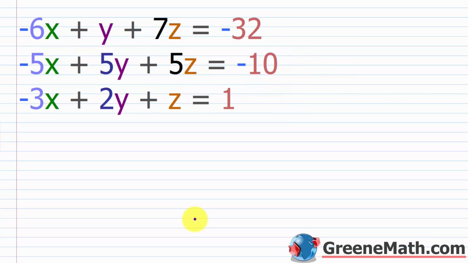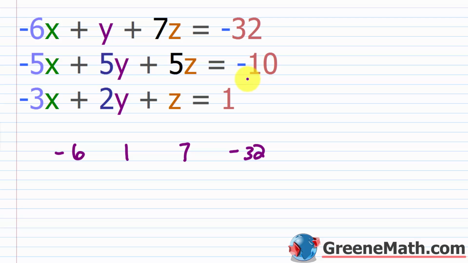Again, as we work more and more of these, they get easier and easier. So we have -6x plus y plus 7z equals -32. Let me just write the -6, the 1 for the coefficient for y that's implied, the 7, and then the -32. Okay, just taking the information from the first equation. Then from the second one, you have -5x plus 5y plus 5z equals -10.